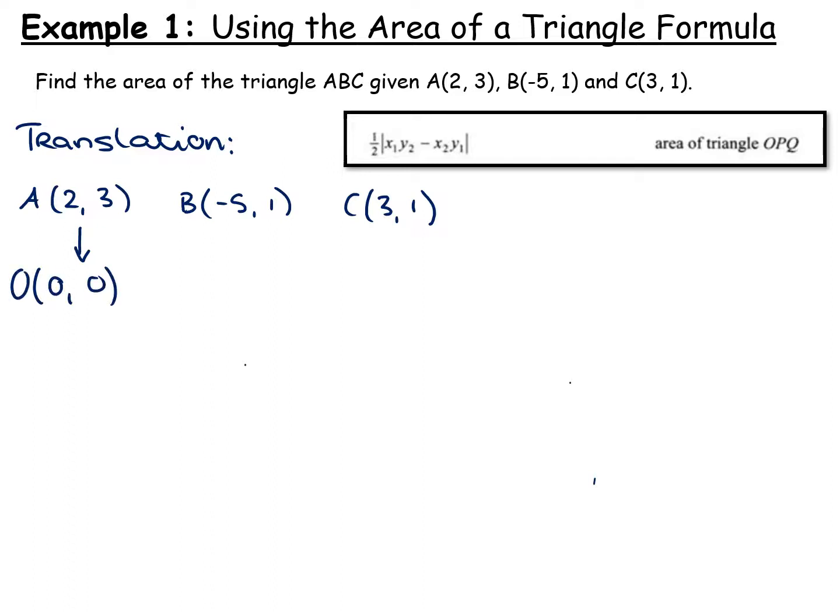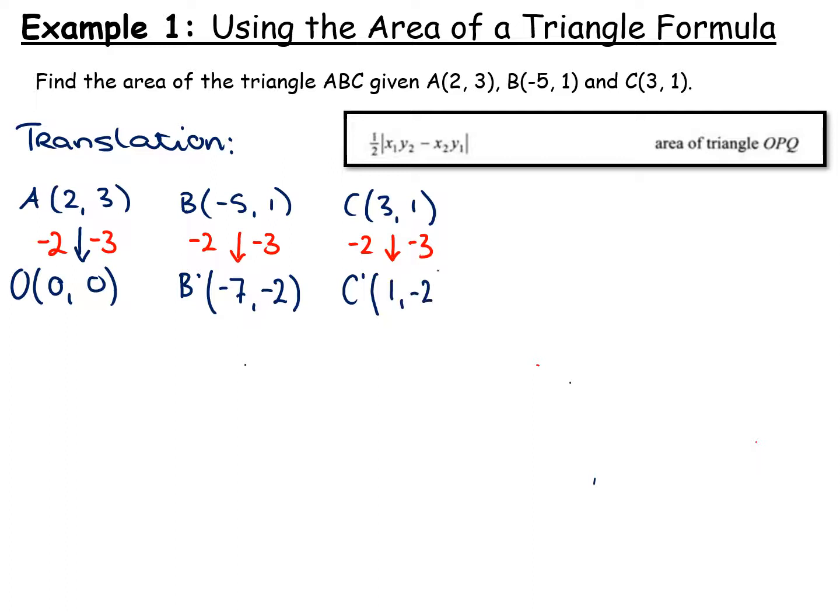So I need to figure out, well, how did I do that? For the x value I took away 2, for the y value I took away 3. So I'm going to do exactly the same thing for my 2 points here. I'm going to follow the exact same logic, and work out B dash, which is (-7, -2), and C dash is going to be (1, -2). So there are my 3 points.